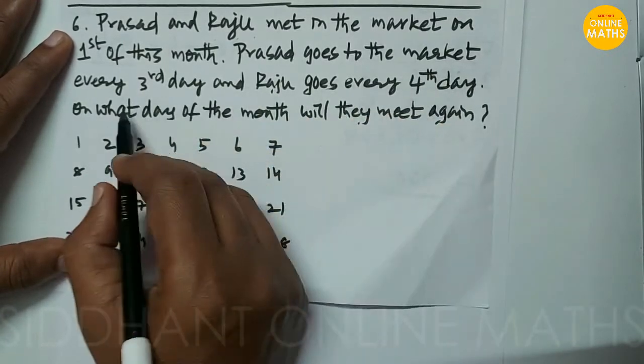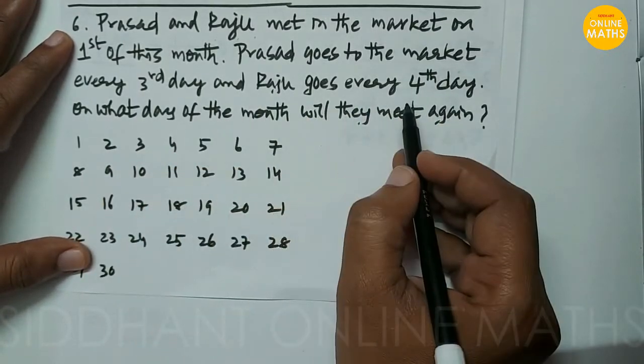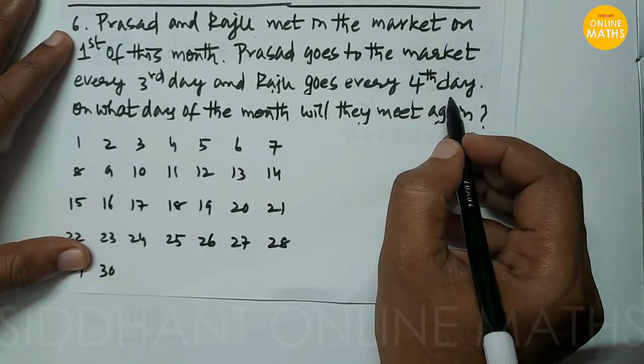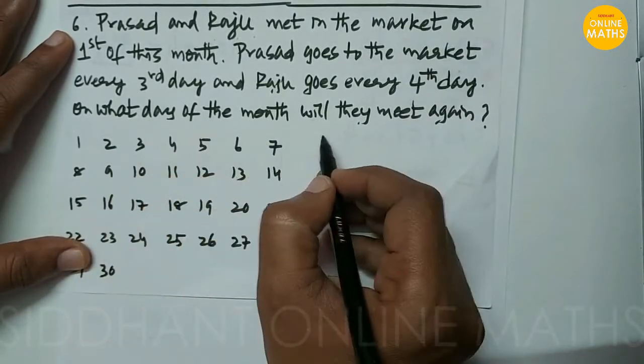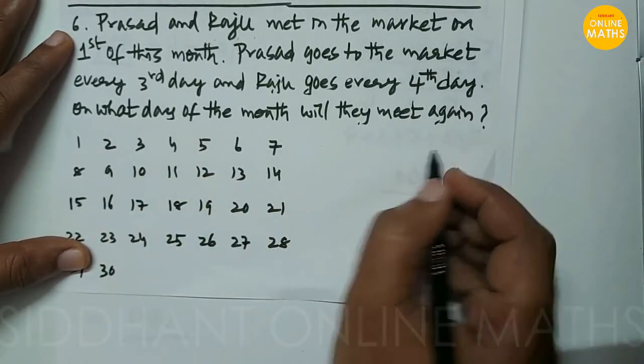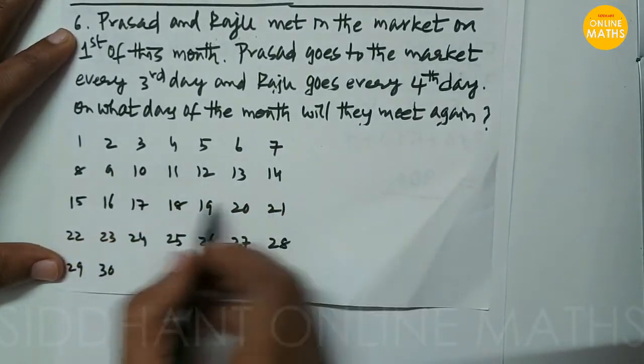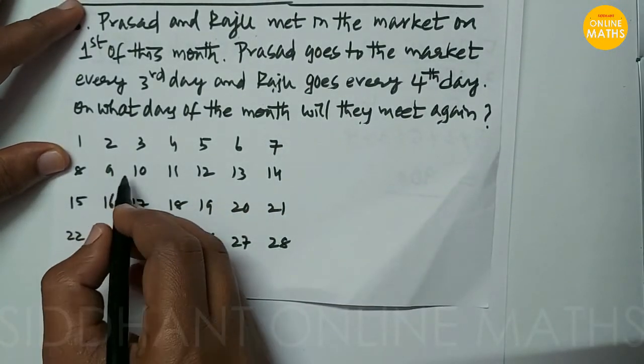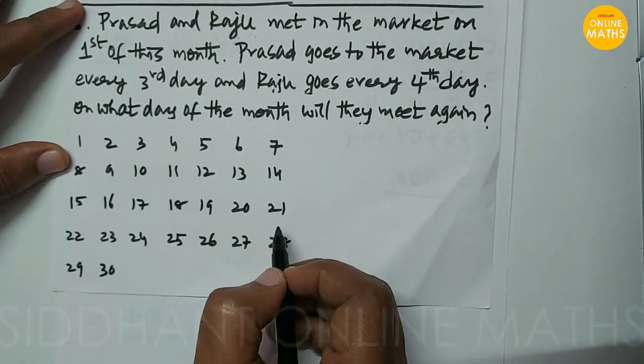Sixth question. Prasad and Raju met in the market on first day of this month. Prasad goes to the market every third day and Raju goes to the market every fourth day. On what day of the month will they meet again? So here this is the general calendar for a month.